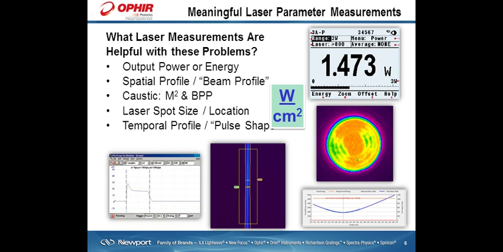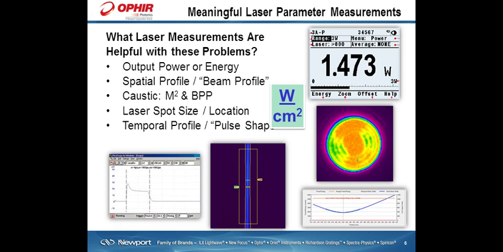Okay, so let's talk about some meaningful laser parameter measurements. What do you need to measure on your laser? Output power or energy. I think probably everybody here is very familiar with how to measure power or energy on your laser system and what that measurement means. When you're talking about power, you're talking about continuous wave power of your continuous wave laser source, or average power if you have a pulsed laser. Energy, of course, is measuring the energy per pulse from your pulsed laser.